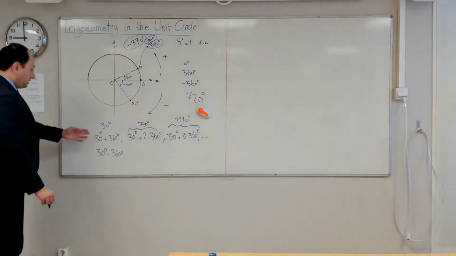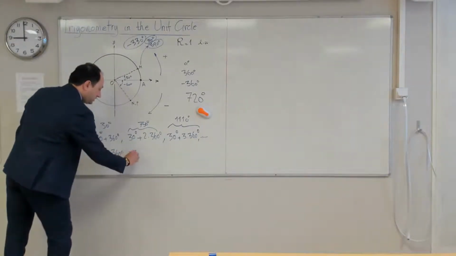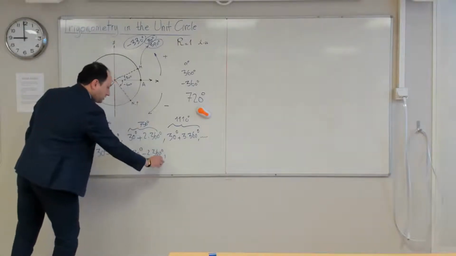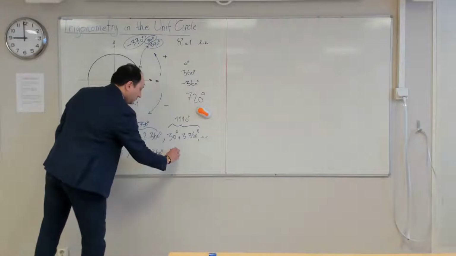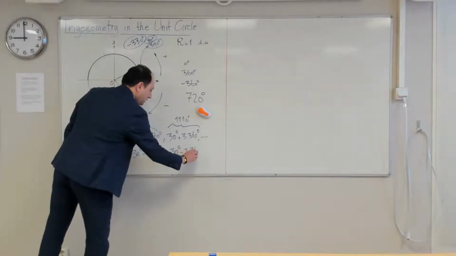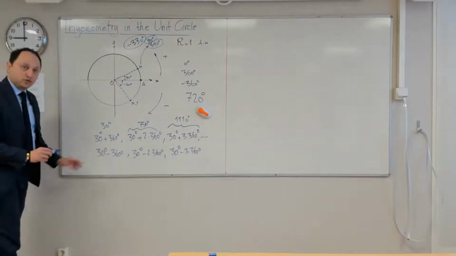But anyway, I can also consider this scenario. I can consider this scenario with 2 full rounds, but in the opposite direction. I can consider this scenario with 3 full rounds, but in the opposite direction. Okay? So you see that this I want you to learn. This is crucial to understand.